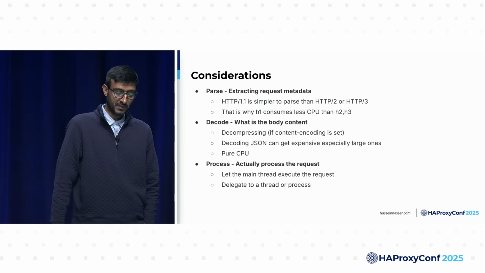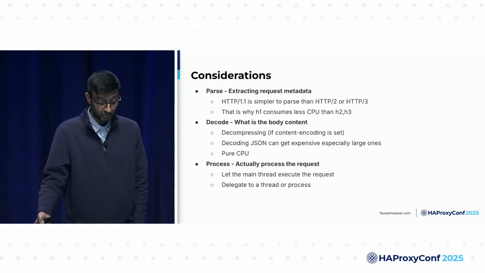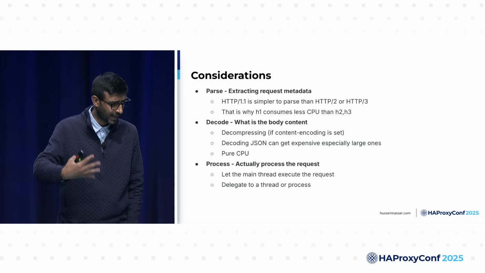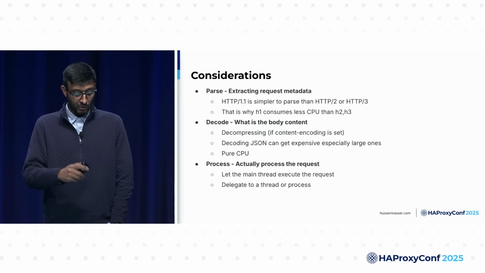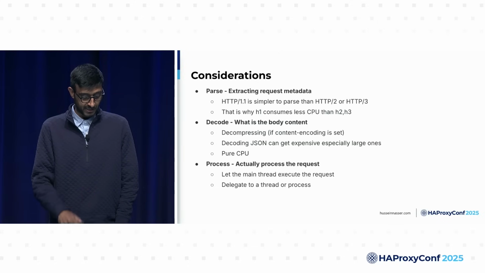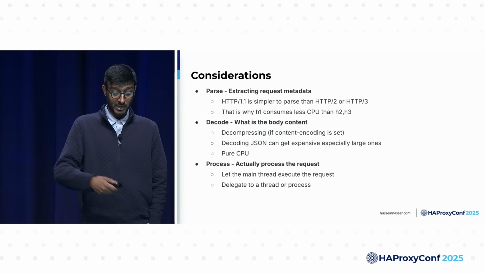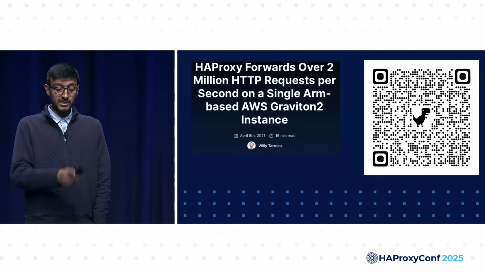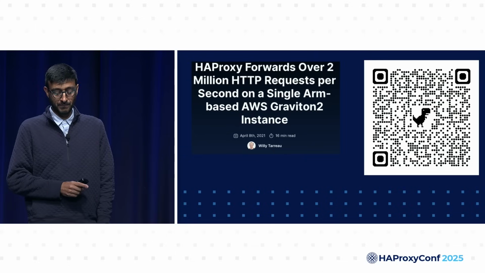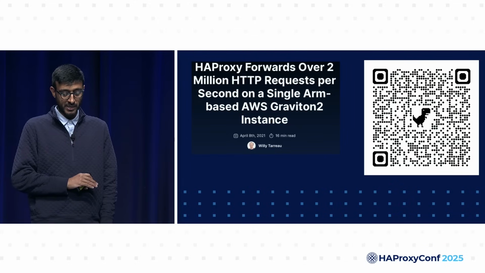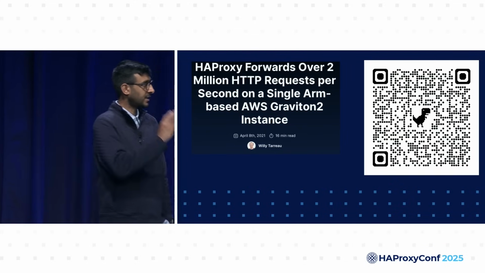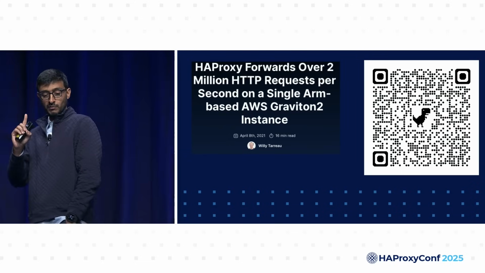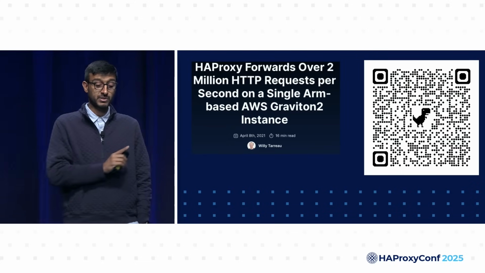Of course, parsing, we talked about that a little bit. H1 consumes less CPU than H2 and H3 because they have a different binary protocol. And then we have decoding the body. Yeah, we talked about that, decompressing. Processing, yeah, you can delegate to a thread. This is one of the best blogs I ever read back in 2021 from Willy. And this kind of inspired me to start all this journey about the backend and all this stuff, right? Is how HAProxy forwards over 2 million HTTP requests per second, you know?